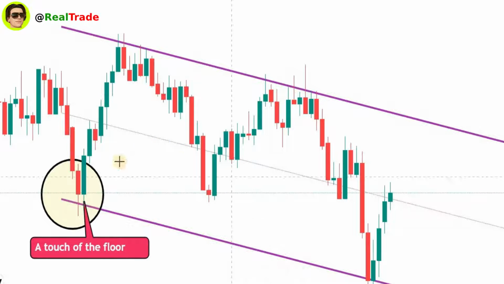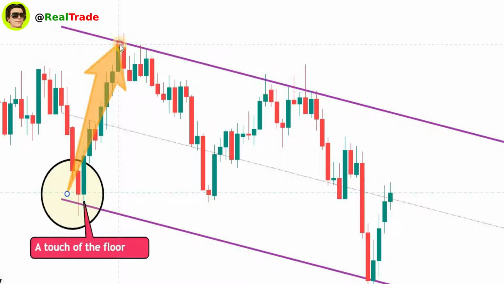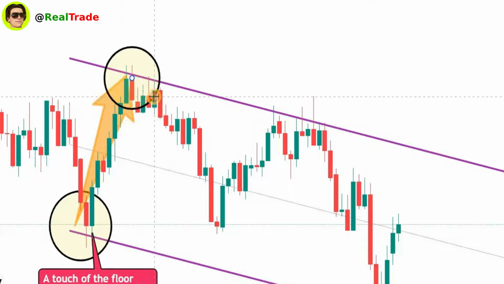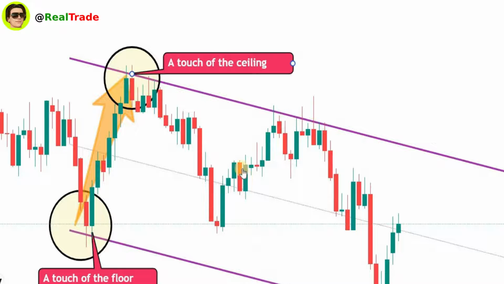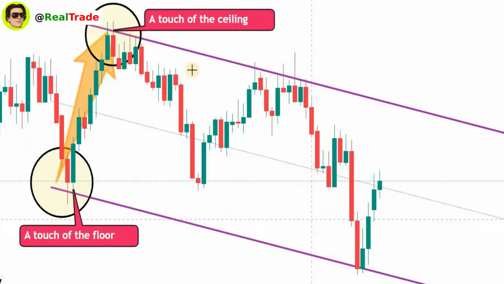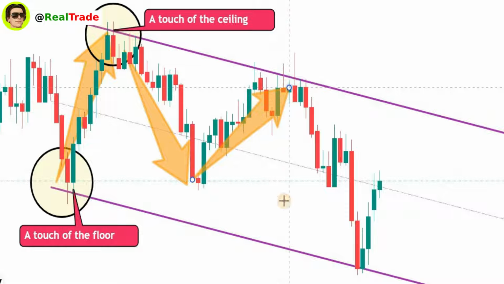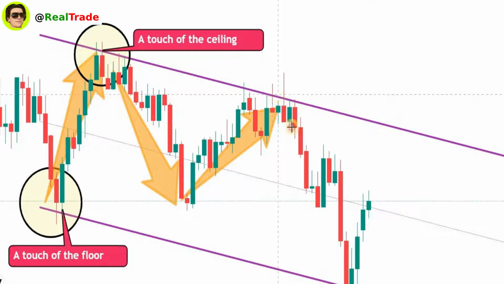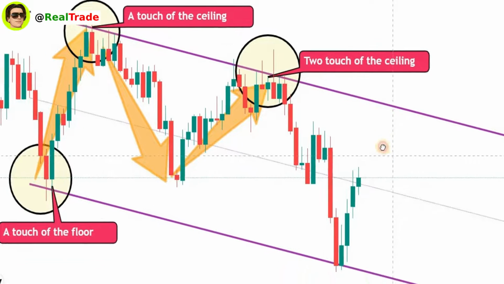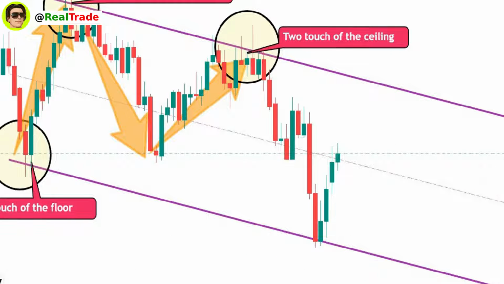One touch, back price, go by. One touch up, one touch selling, continue. Two touch up, two touch selling. Yes, this line is active because it has a two touch.